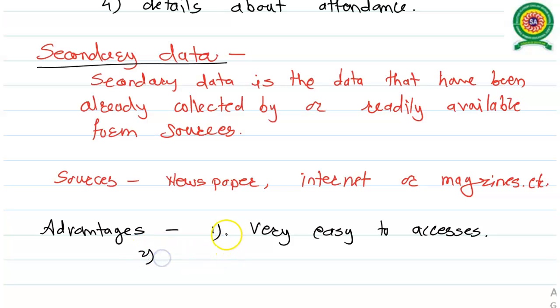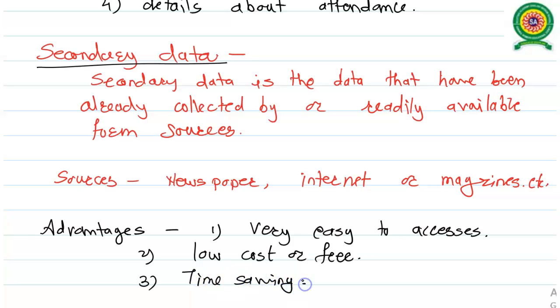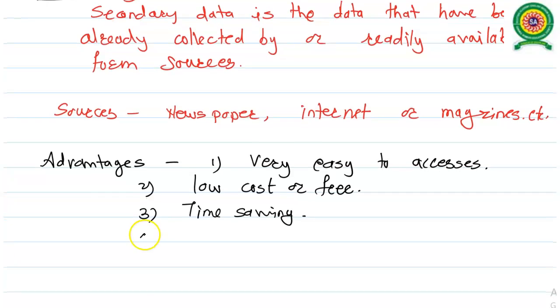The second advantage is low cost, or it might be available for free. The third advantage is that it is time saving, requiring less time to collect the secondary data. The fourth advantage is that anyone can collect the data.